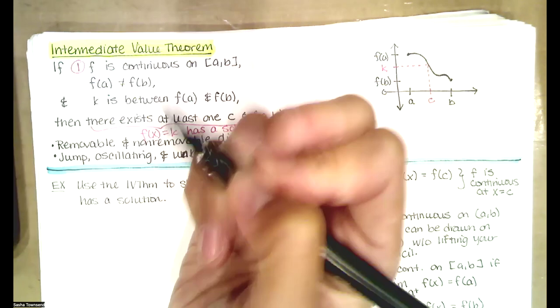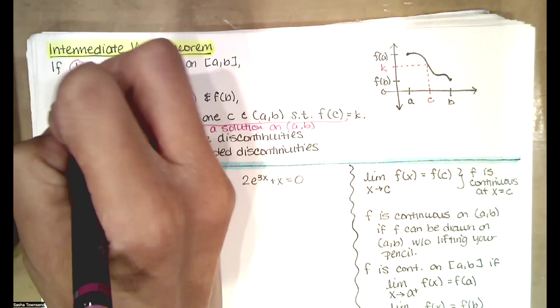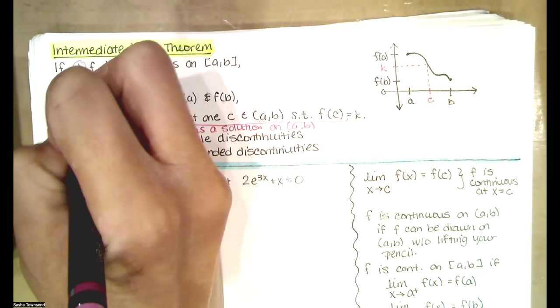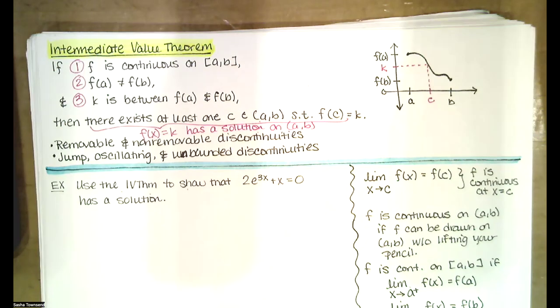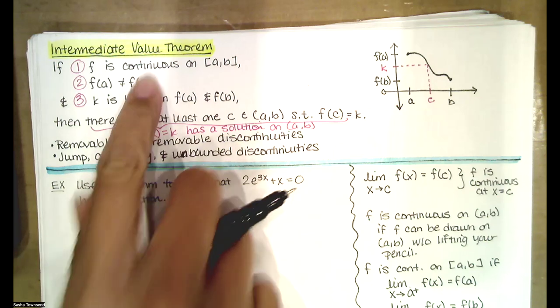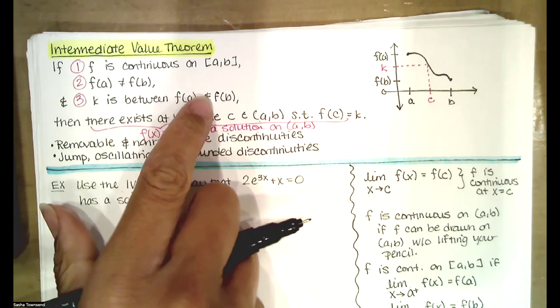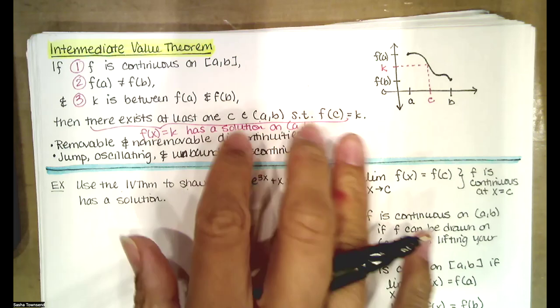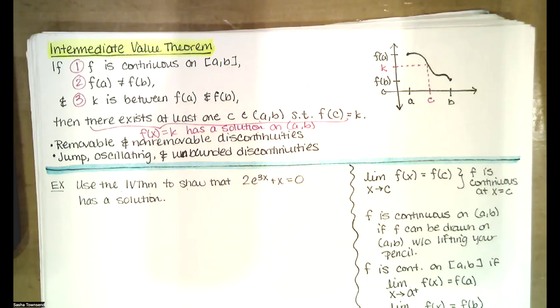That f is continuous on the interval of interest, that the function values are different, and that k is between those two function values on the endpoints. The function values are different at the endpoints. That k is between those two y values. Then there's at least one x value that maps to that y value.